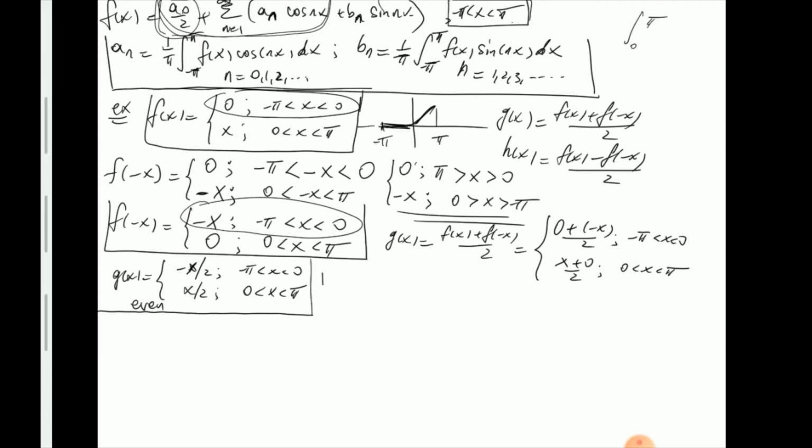And then the odd part is the difference of the two. So just like before, f of x minus f of minus x is going to be 0 minus minus x over 2, and then x minus 0 over 2 if x is between 0 and pi. If you look carefully here, you don't need a piecewise definition, because in both cases it is x over 2. So as it turns out, h of x is just x over 2. It has the same format between minus pi and 0 and between 0 and pi. So that is going to be the odd part.